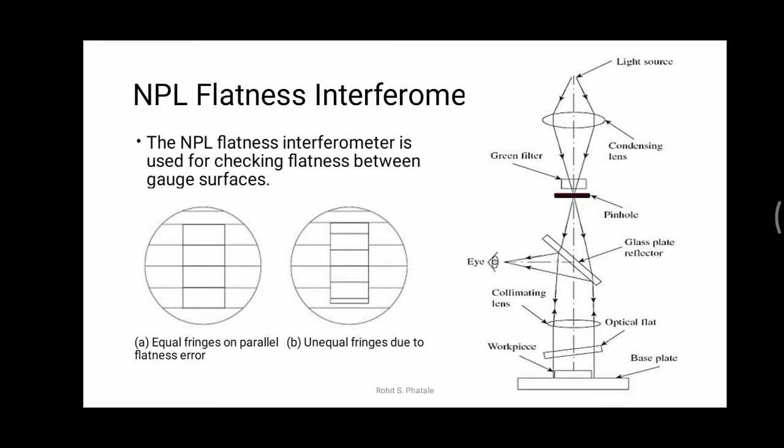So is it clear what monochromatic light is? Monochromatic light has the same wavelength, or the same frequency, or the same amplitude. That monochromatic light is generated by this green filter, and this condensing lens is used in order to gather the dispersed light.